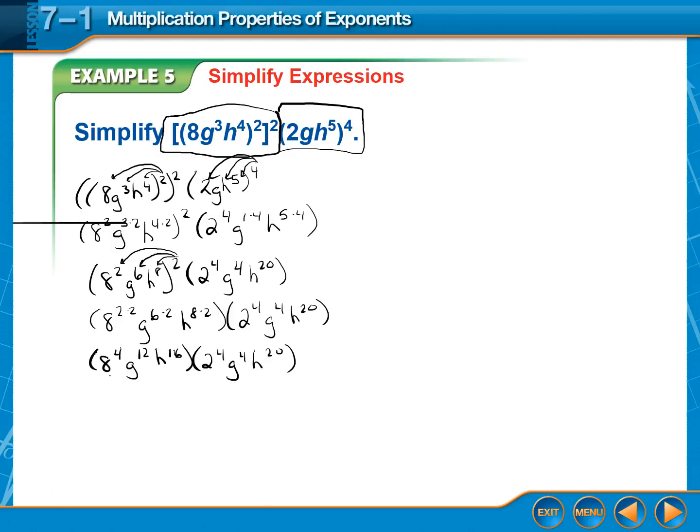Now, what I want to do is look for any bases or powers that I can combine if they have the same base. So I've got a g here and a g over here. I've got an h in the first expression and an h in the second expression. And I've also got numbers. So when I rewrite this, I want to combine the numbers together first. So we're going to do 8 to the fourth times 2 to the fourth. Then I'm going to do g to the 12th times g to the fourth. And then h to the 16th times h to the 20th.